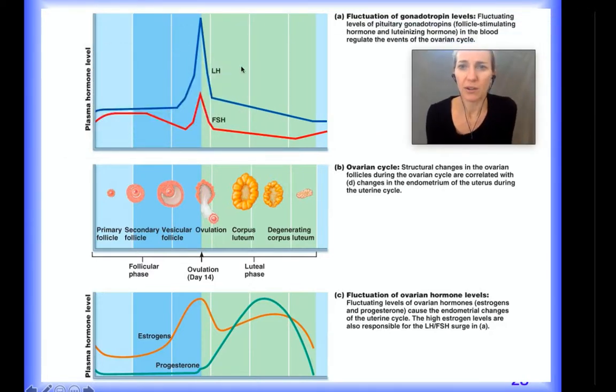So what you're seeing up here are those gonadotropin levels. So gonadotropins, that's the FSH and the LH. Down here, you're seeing the ovarian hormones, right? That's going to be our estrogen and our progesterone. Here is that ovarian cycle. So you see the follicular phase, you see ovulation, and you see the luteal phase. So just kind of getting our bearings here. And as I've alluded to a number of times, there's this significant spike in LH that occurs just prior to ovulation.